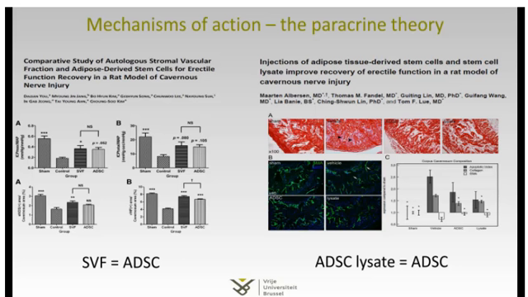And what they found was actually that the adipose stem cell lysate yielded the same effect, a bit less, but still statistically not significantly lower than the adipose-derived stem cells. So if the lysate gives the same effect as the stem cells, it means that the effect is more due to a paracrine mechanism, and it's due to all the cytokines and all the secretome of these cells that promotes the regeneration. But it's not really due to an engraftment of these cells.